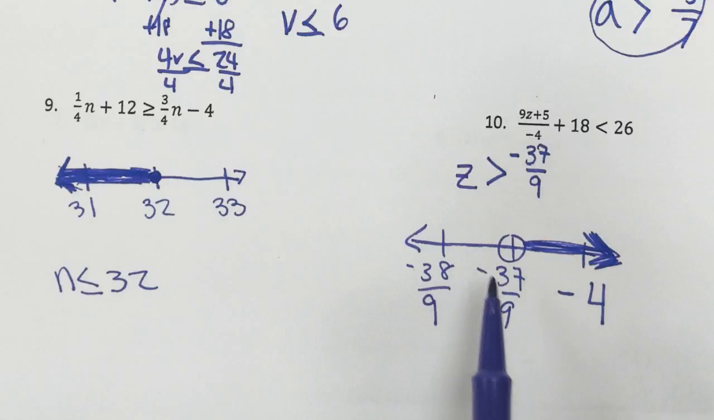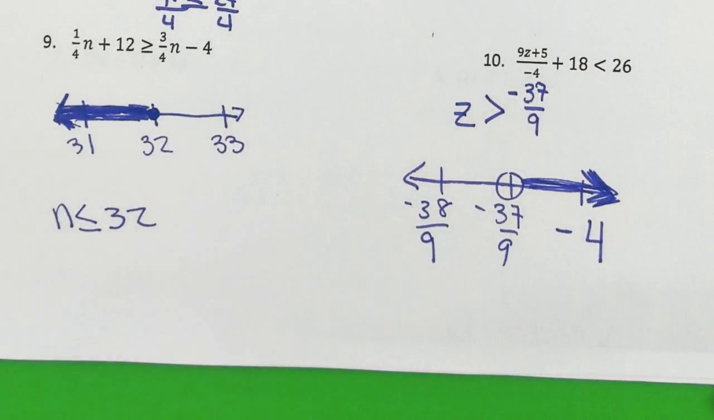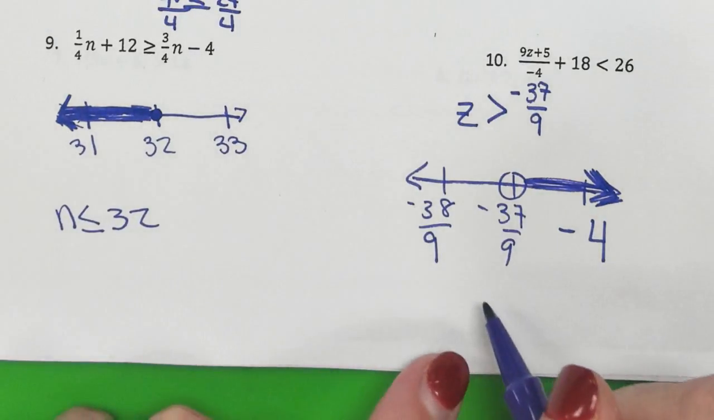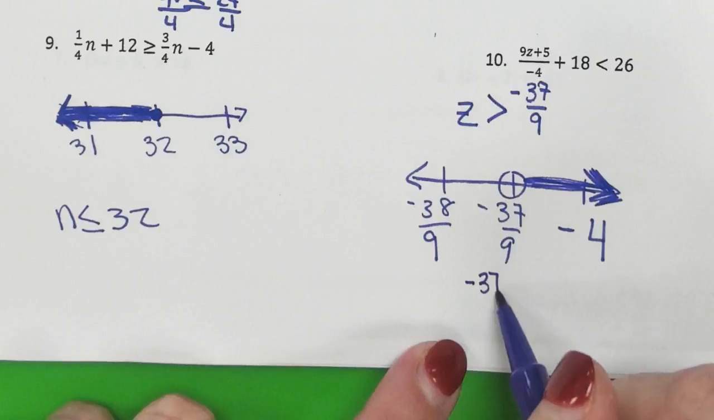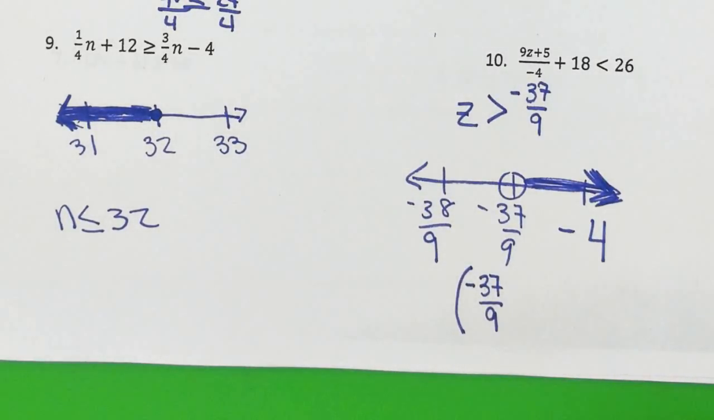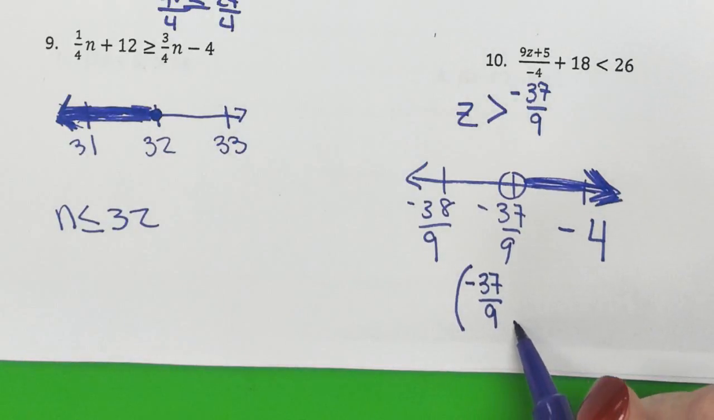On the left-hand side, where does your graph start at? Negative 37 over 9. Does it actually physically hit negative 37 over 9? No. Why? Because what kind of circle does it have? Open. So if you have an open circle, then you use an open parentheses. Does that make sense so far? Then we put a comma.